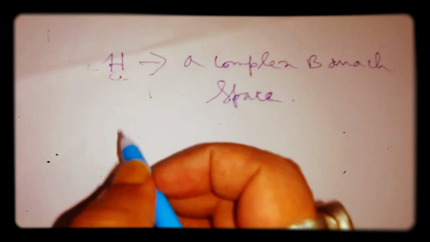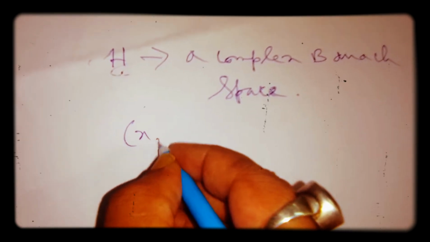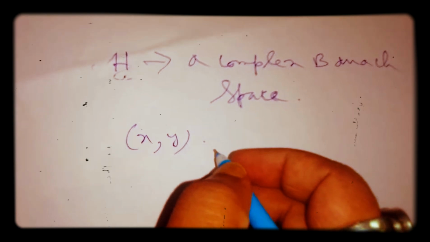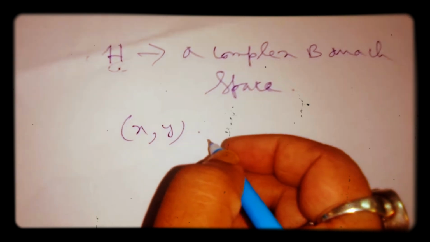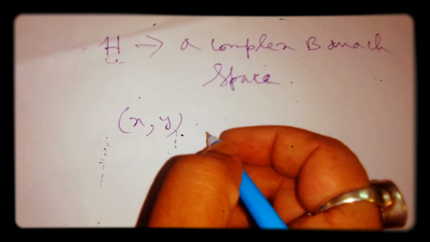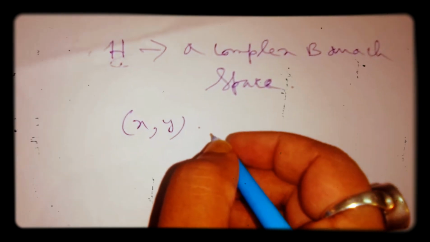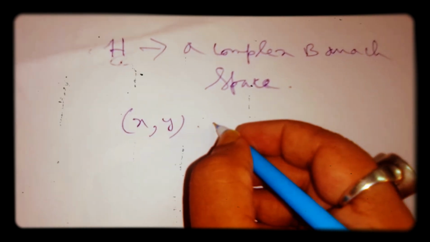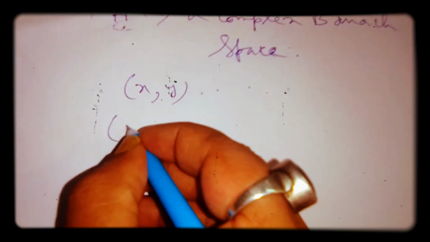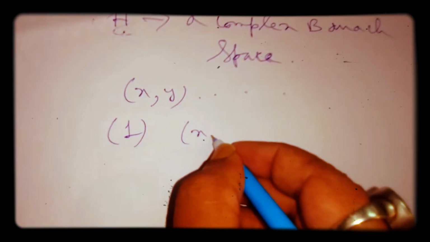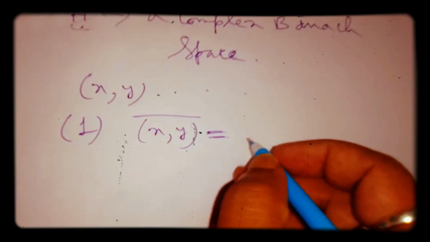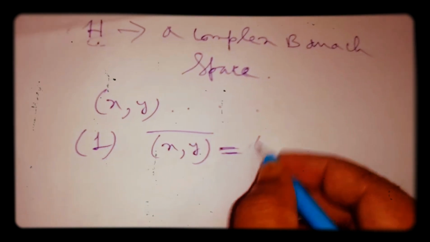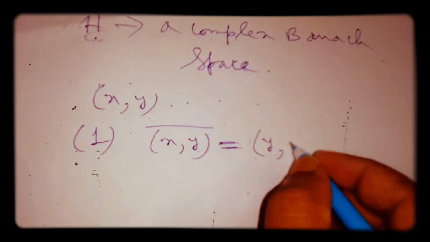If we take an inner product space, with inner product given as (x, y), then H is called a Hilbert space. The inner product is a complex number, and x, y are vectors. The first property is that the conjugate of (x, y) equals (y, x). At first we discuss these ideas, then we construct our definition of Hilbert space. Let's watch till the end.